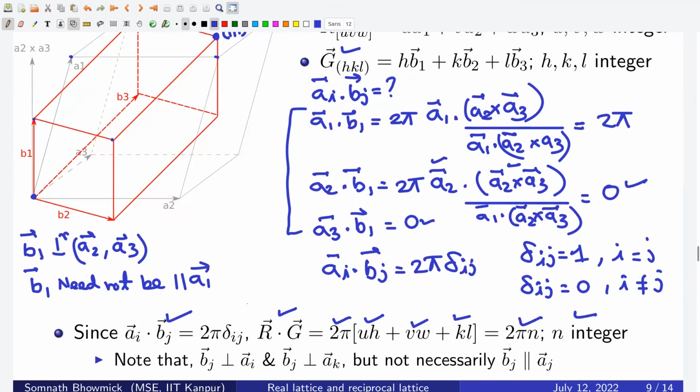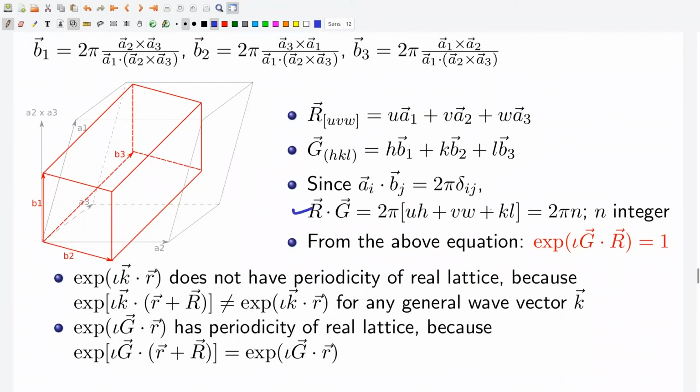So this is how the dot product between R and G looks, where R is a vector in the real space and G is a vector in the reciprocal space. Since R dot G is equal to 2 pi n, we can just take the exponential. We can write e to the power i G dot R is equal to e to the power i 2 pi n. This is equal to 1.